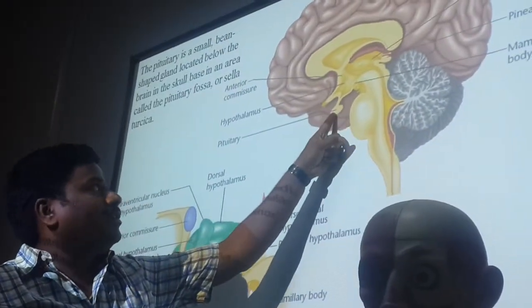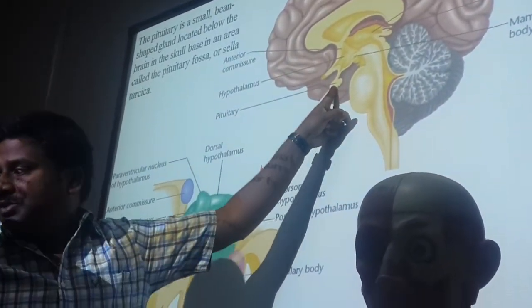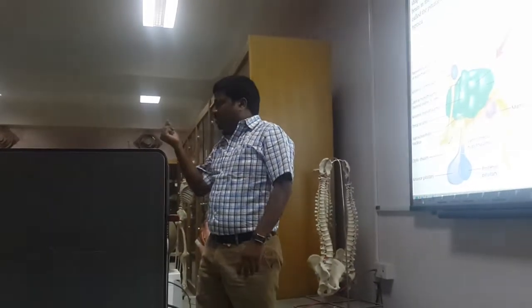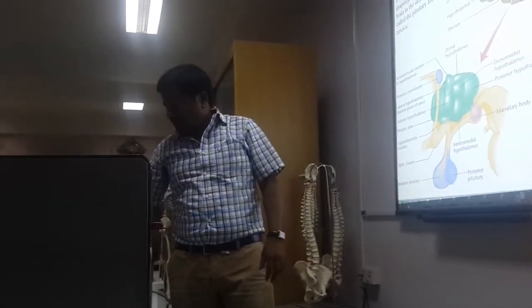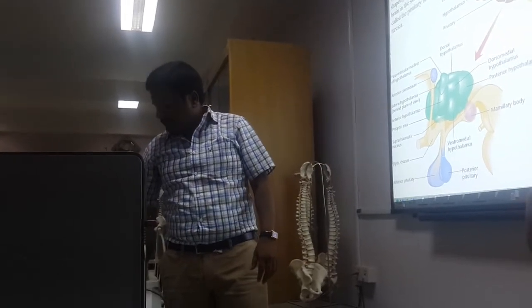Even in this picture you can make out the same brain model. This is the pituitary stalk from which the pituitary gland is hanging down, situated in the sella turcica. So that is the situation of the gland. What is the size? Size of a peanut or a small bean. What is the weight? Less than a gram, that is 0.5 grams.